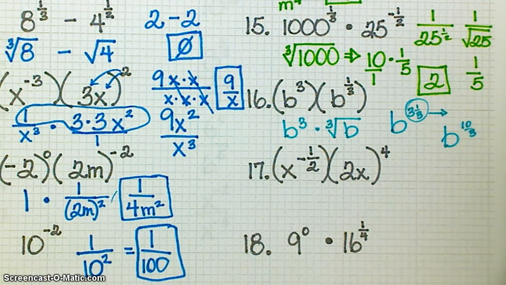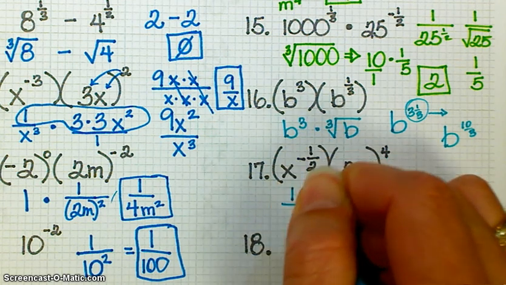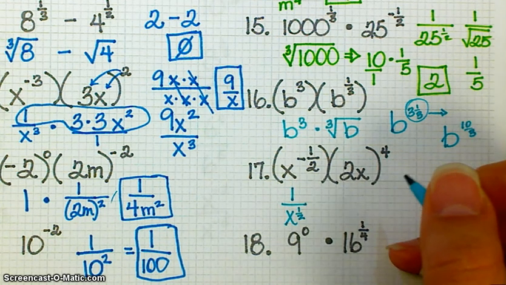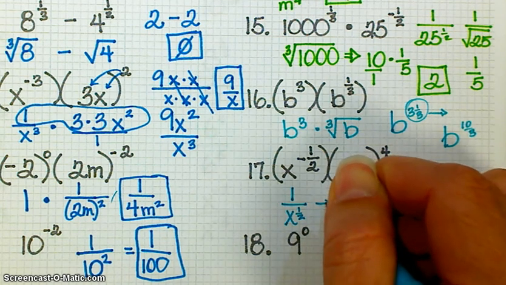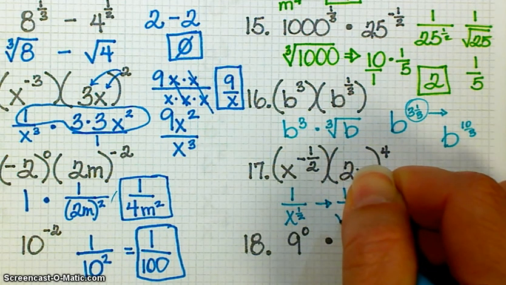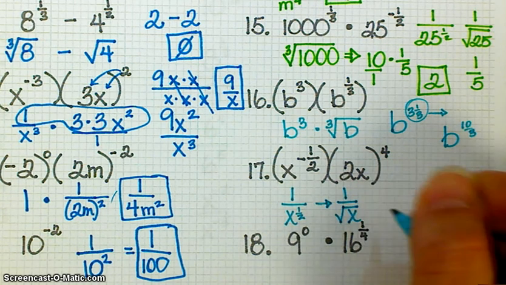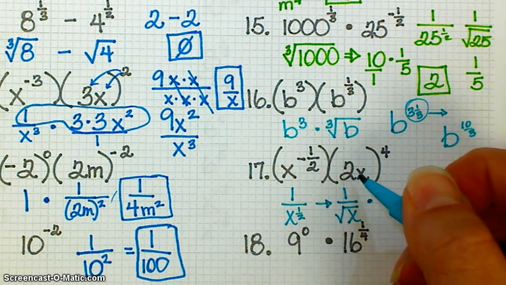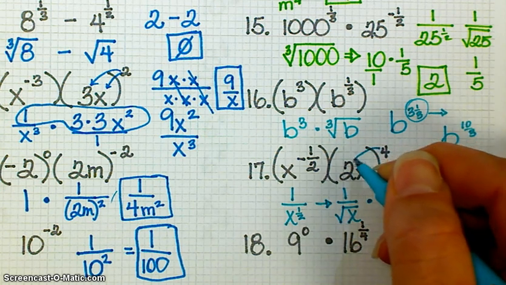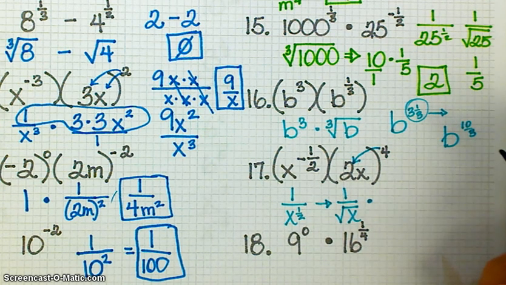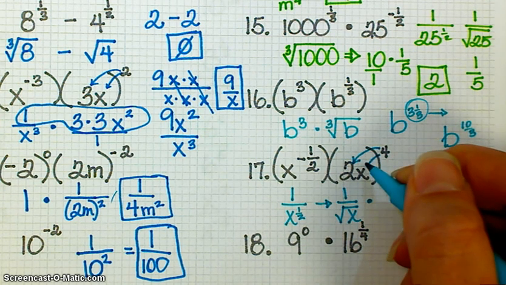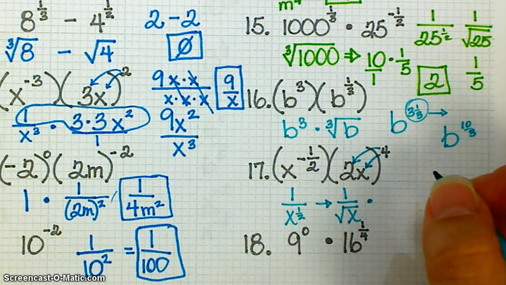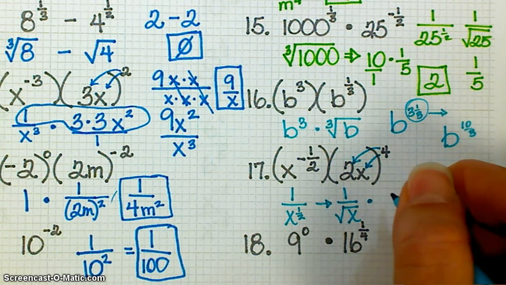Okay. All right, number 17, x to the negative 1/2. Well, that's going to be 1 over x to the 1/2. And remember, x to the 1/2 is asking you to take the square root. So that's really 1 over the square root of x. And then all of that's going to multiply by this other part over here. This 4 is outside, so you're going to raise the 2 to the 4th power. You're also going to raise the x to the 4th power. Okay, it's not a fraction, so everything can just be placed over 1.